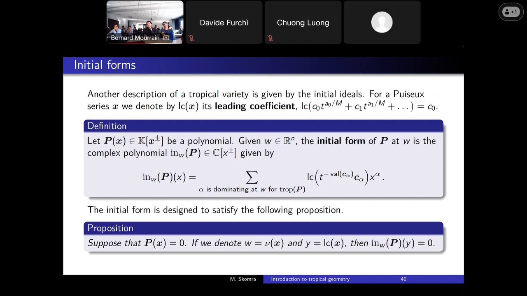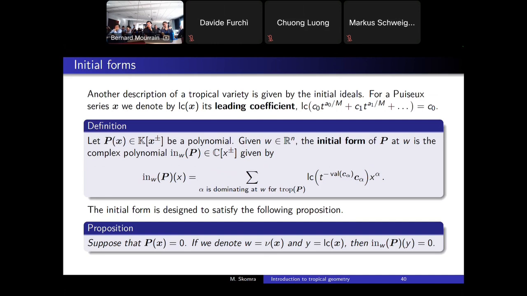Is this understandable? Maybe it's a bit complicated as a definition, but the idea is okay. You know, if you want P of x to be 0, then at least the leading terms have to add up to 0, and then you say, okay, so which terms will be the leading terms?